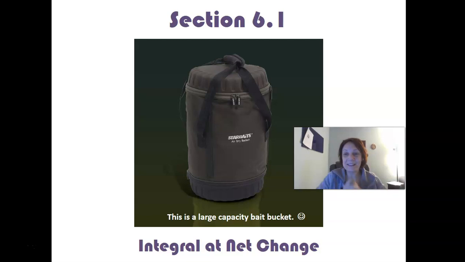In this unit, we are going to be doing applications of integrals. And in this first section, it's all about using the integral to talk about net change. In other words, a change over some, usually time, period.